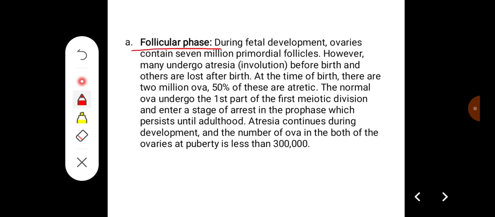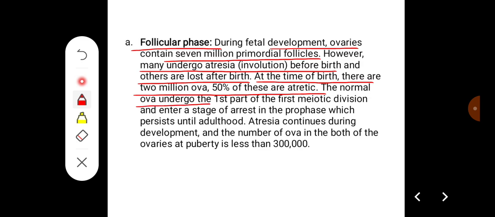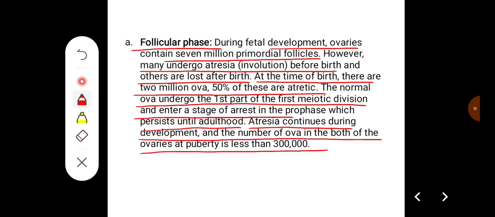Follicular phase. During fetal development, ovaries contain several million primordial follicles. However, many undergo atresia, that is involution, before birth, and others are lost after birth. At the time of birth, there are 2 million ova, 50% of these are atretic. The normal ova undergo the first part of the first meiotic division and enter a stage of arrest in prophase which persists until adulthood. Atresia continues during development and the number of ova in both the ovaries at puberty is less than 3 lakhs.